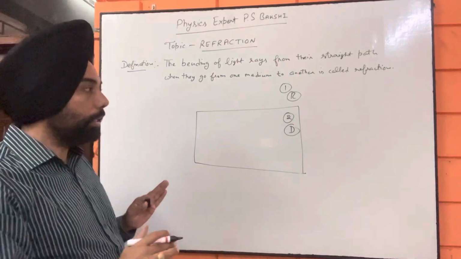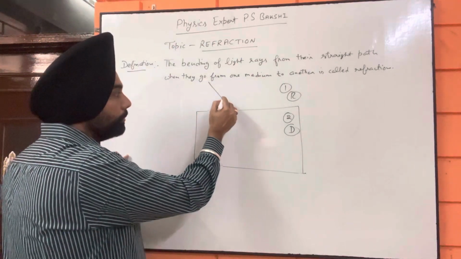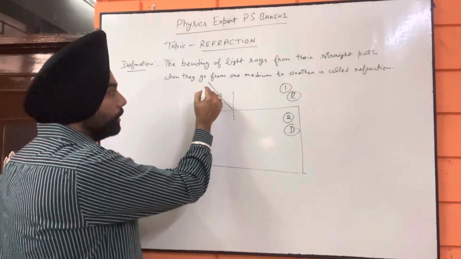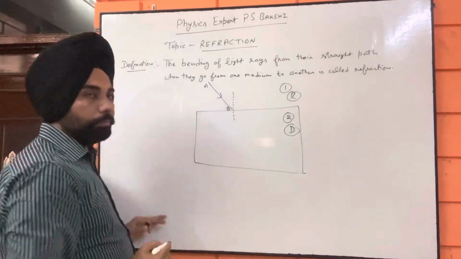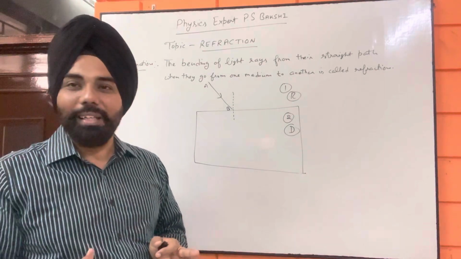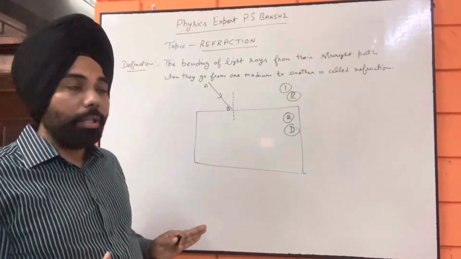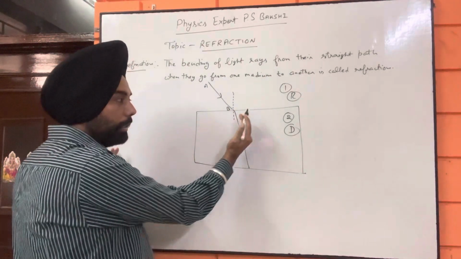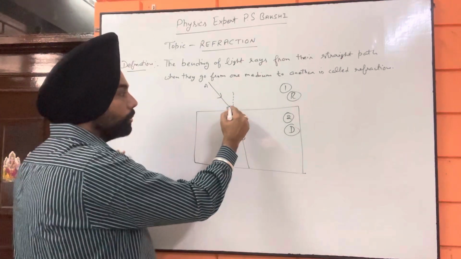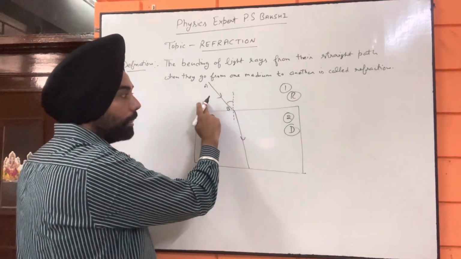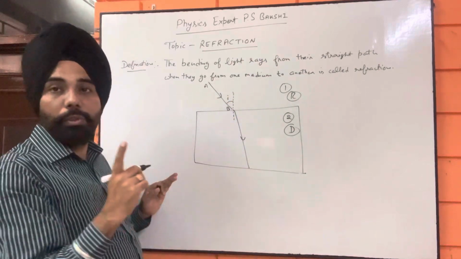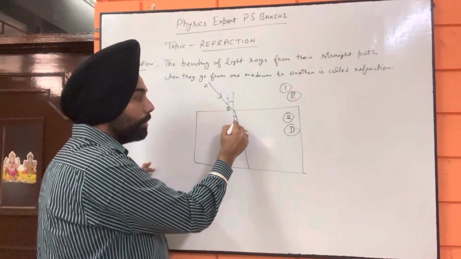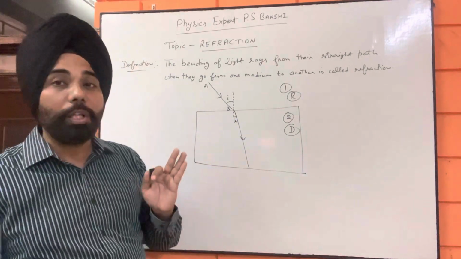Now, if a ray of light is coming from the rarer medium, let's assume it is going like this, and this is the normal for us, so AB is the incident ray, coming from rarer to denser medium. It is going to be deflected from its path, which means it bends toward the normal. The angle made by the incident light with the normal is known as the angle of incidence, and the angle made by the refracted ray with the normal is known as the angle of refraction.